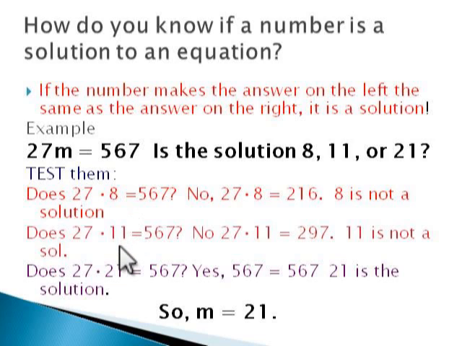How about 11? Nope. When we substitute 11 in for m and multiply it by 27, we get 297. So 11 is not a solution. How about 21? Yes, that works. When I substitute 21 in for the variable m, I do get 567. So 21 is a solution, and the way you write that is m, that's the variable they gave you, equals 21. So that is how you write a solution.